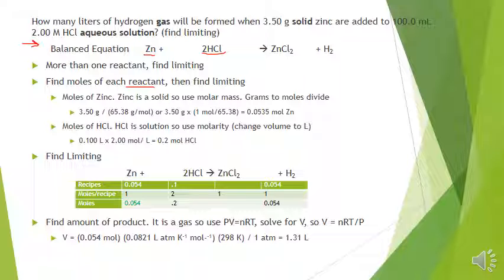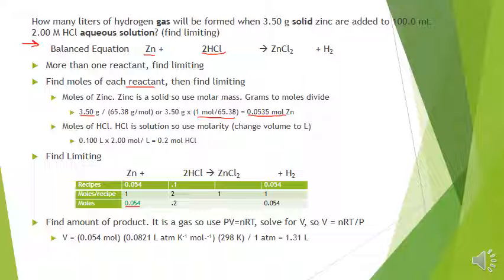Okay, so find the moles of each reactant. Zinc is a solid, so we're going to use molar mass. So we have 3.5 grams divided by the molar mass, or you could write it like dimensional analysis. Either way, you get the same answer. So 3.5 grams is the same as 0.0535 moles of zinc.